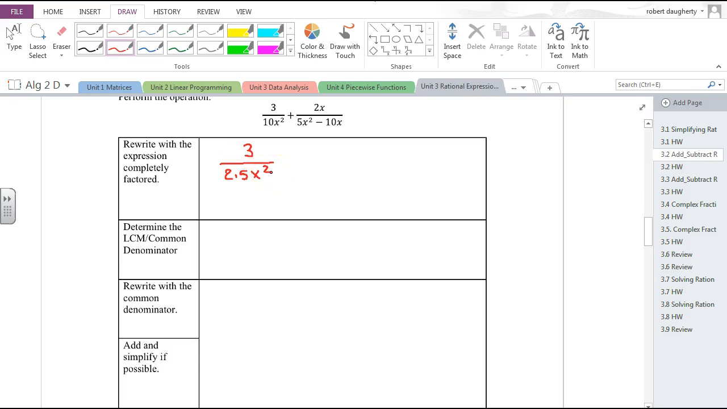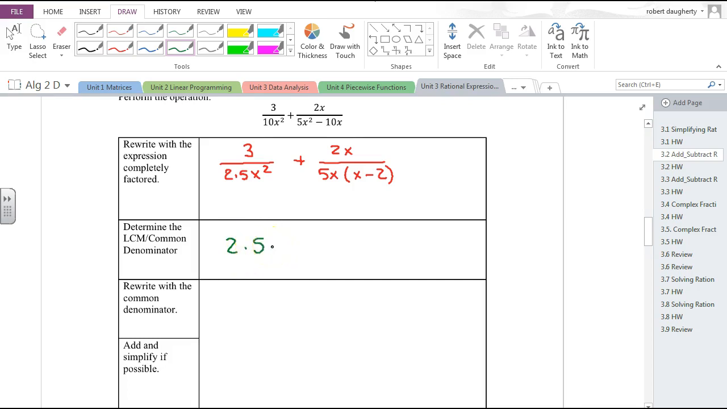Now look at the next expression. How can I factor 5x squared minus 10x? Yeah, I can factor out a 5x. And then what am I left with? x minus 2. So let's figure out what the common denominator is. Every factor you see here has to be represented. So this tells me I have to have a 2. What other number do I have to have? A 5.